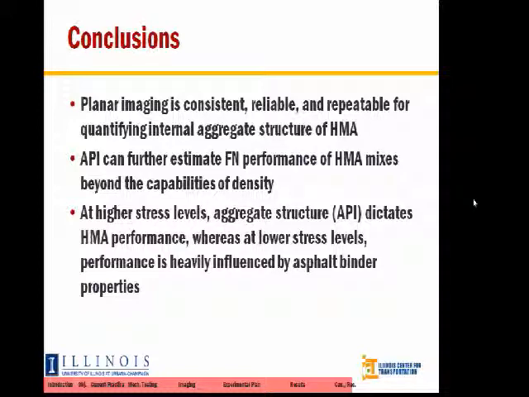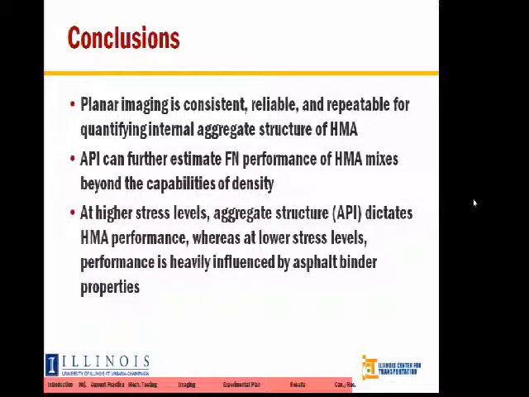So some of the conclusions from this study, again, planar or 2D imaging actually proved to be consistent, reliable, and repeatable when used to quantify this internal aggregate structure. That API is better in terms of estimating mechanical performance, specifically that of rutting resistance, than strictly density. Again, if you think back to some of the driving hypotheses and some of the problems established here, mixtures of different densities show similar performance. Mixtures of the same density, which we currently target, can show a wide variety of performance. So in this case, we are able to approximate the performance based on aggregate proximity.